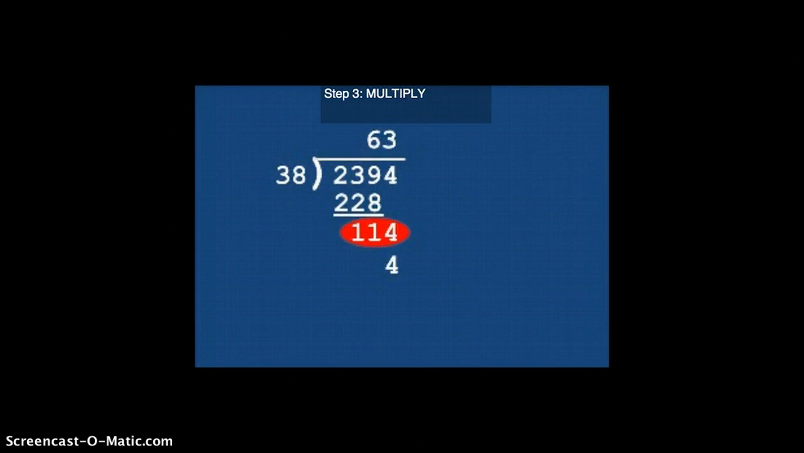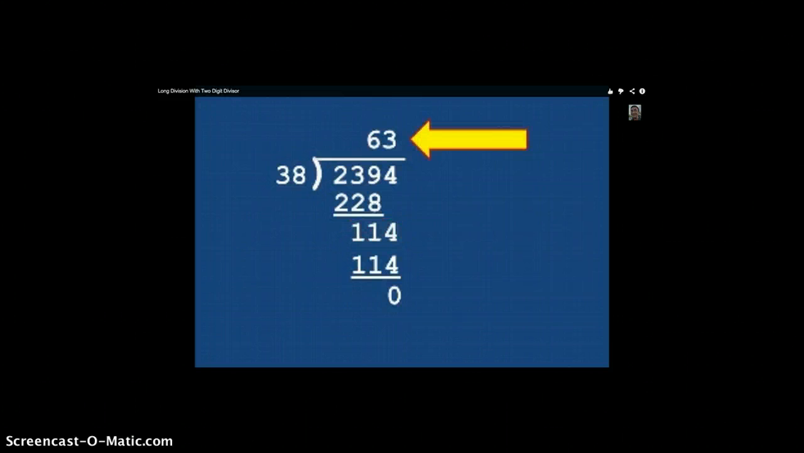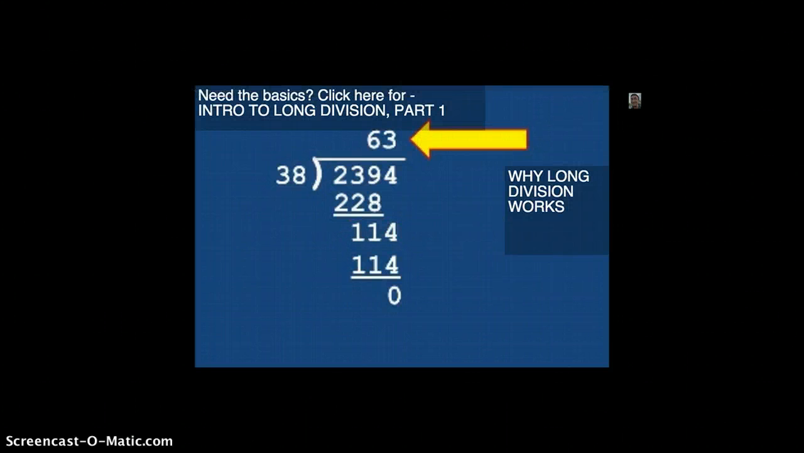3 times 8 equals 24. Carry the 2. 3 times 3 equals 9, plus 2, 11. Whoa, 114 minus 114 equals 0. There's nothing left to pull down. I am done. And the answer to what is 2,394 divided by 38 is 63.